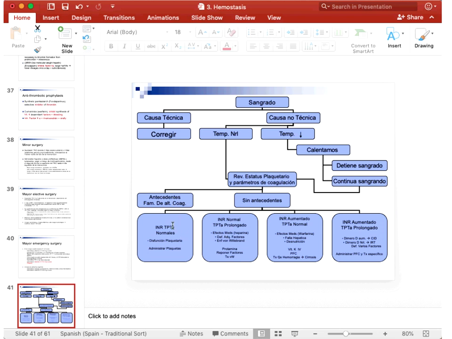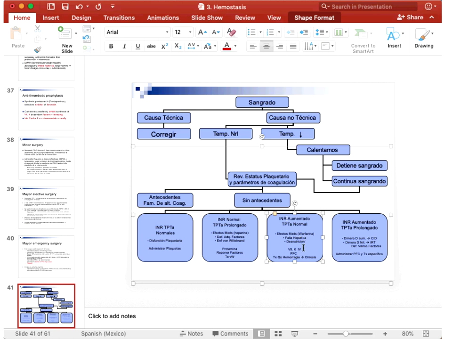If you see the clotting times normal, then your platelets are not functioning. If you see the PTT prolonged, that means that the intrinsic pathway is damaged. So what do you do? You infuse fresh frozen plasma or cryoprecipitates. If you check your INR increased, that means your vitamin K factors are deficient.